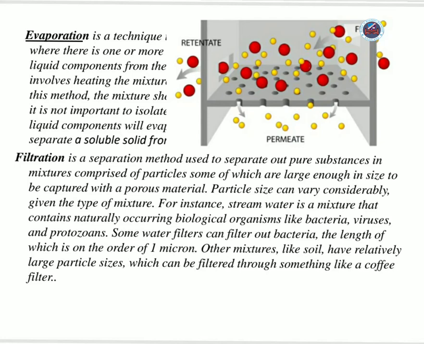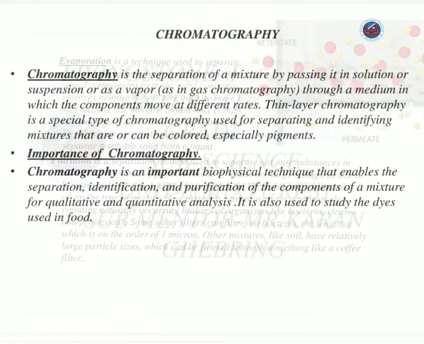For example, stream water is a mixture that contains naturally occurring biological organisms like bacteria, viruses, and protozoans. Some water filters can filter out bacteria, which are on the order of 1 micron in length. Other mixtures like soil have relatively large particle sizes which can be filtered through something like a coffee filter.